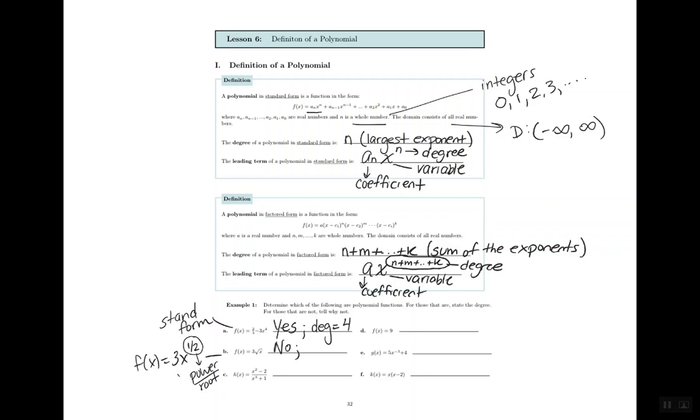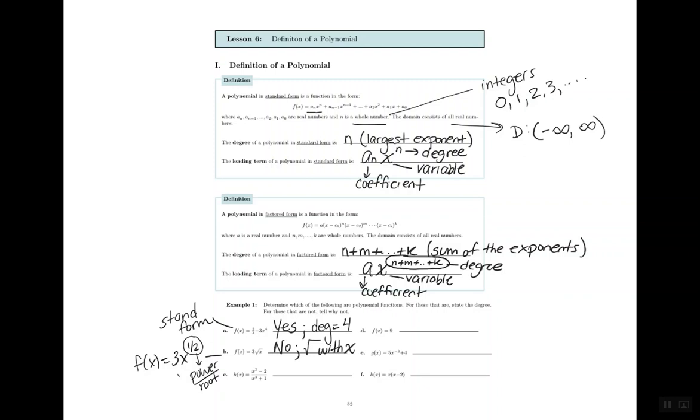To state why not, we can write this a few different ways. You could state that it does have a fractional exponent. You could state that you have x under a radical. Either one of those would be perfectly fine. Note that I'm stating that the radical or the root has x in it. It has the variable inside of it.